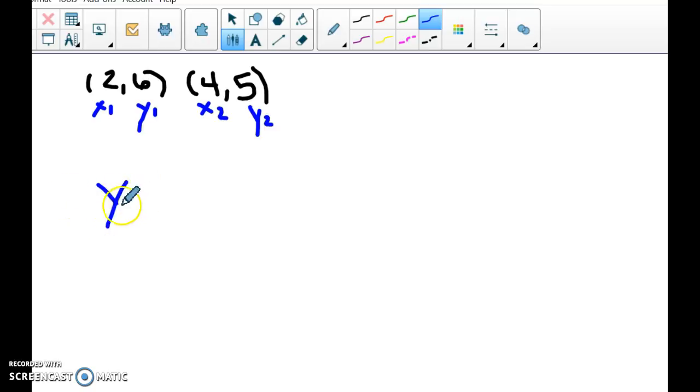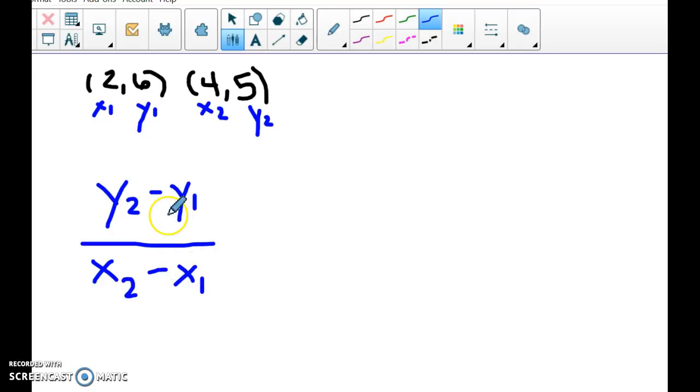I want to know the change in y, so I'm going to do y2 minus y1 over the change in x. And if I started with the y from this point, then on the bottom I need to start with the x from this point, x2 minus x1. So that's change in y over change in x, or rise over run. Okay, so we can substitute in the numbers for these points.